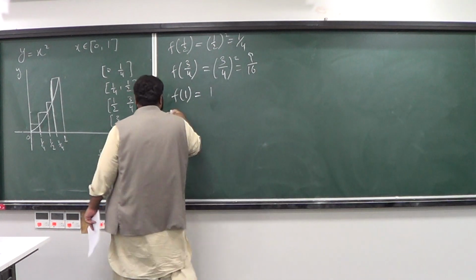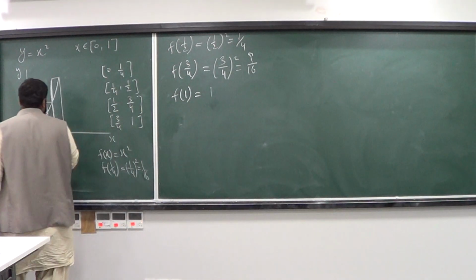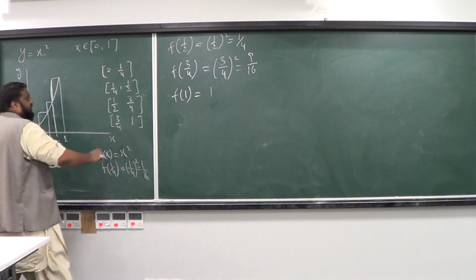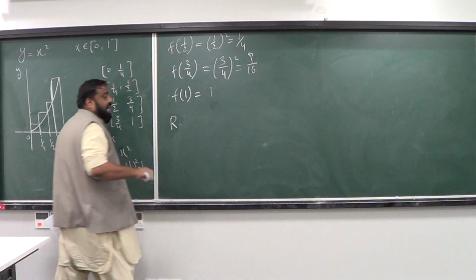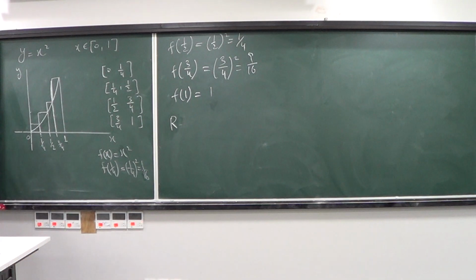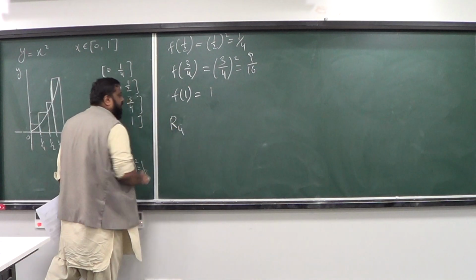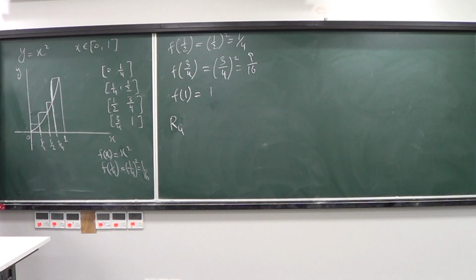Since I have chosen right end points in each subinterval, let me give it a name, R. R denotes that I'm talking about the right end points. And how many intervals do I have? I have 4, so let me call it R4. R4 means that I have split my interval into 4 parts, and then I have created the rectangles using the right end point.